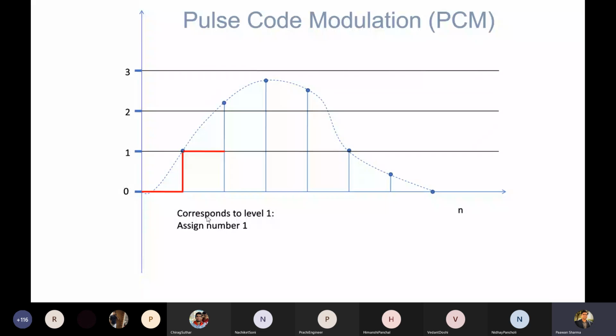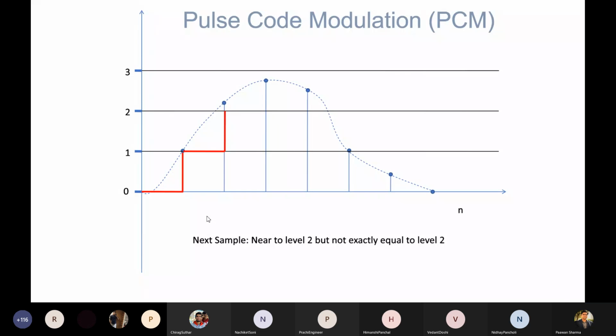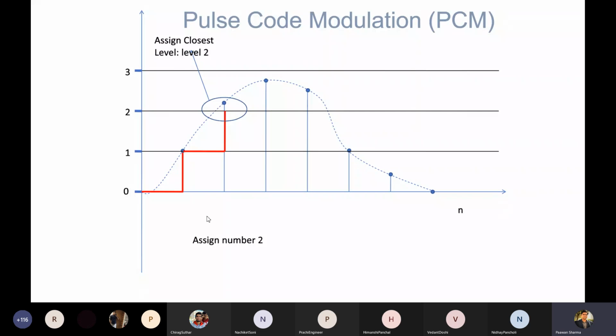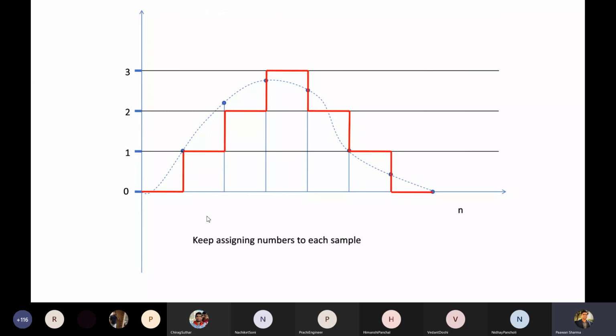The next sample is near level 2, but not exactly equal to level 2. But it is closest to which one? Level 2. So we have assigned level 2 and we wait for the next sample. Now the next sampled value is near level 3, so we will assign level 3 for this entire duration. Next sampled value like this. So we obtain this signal.